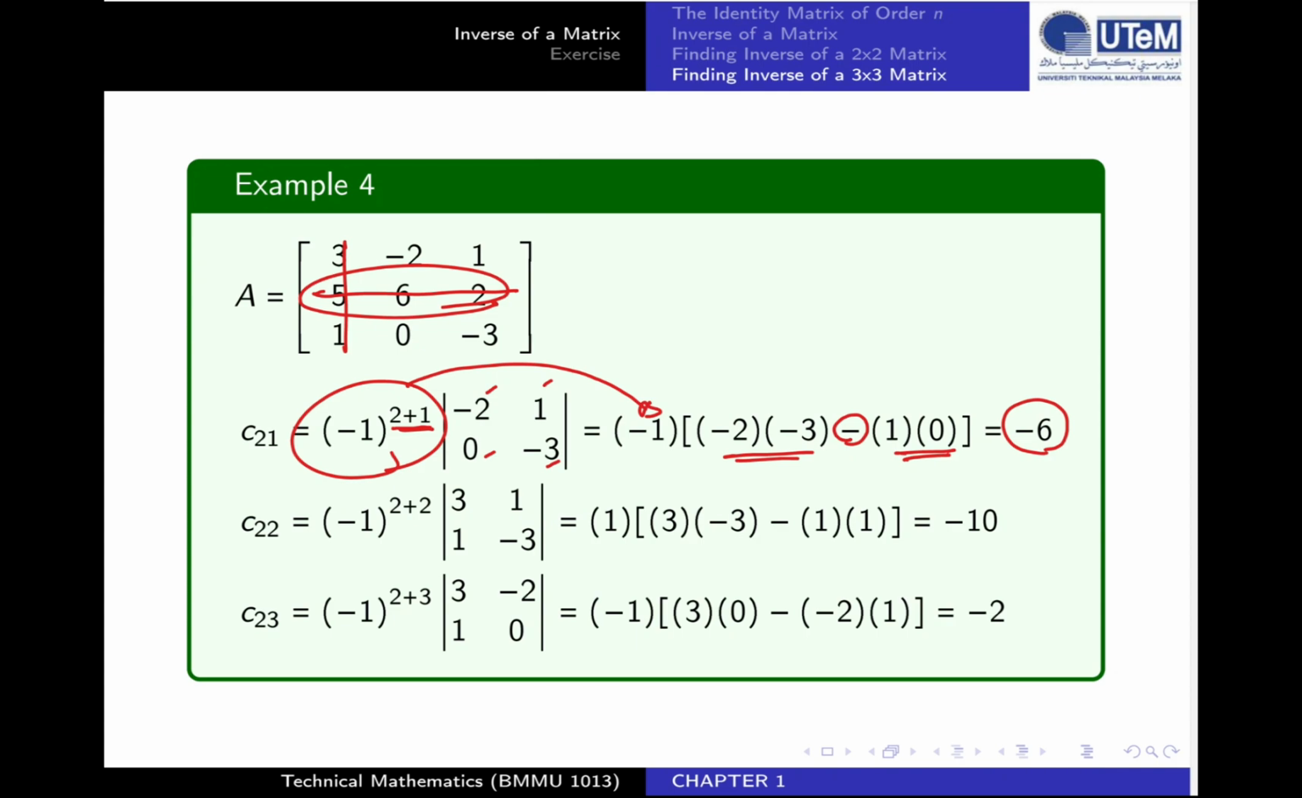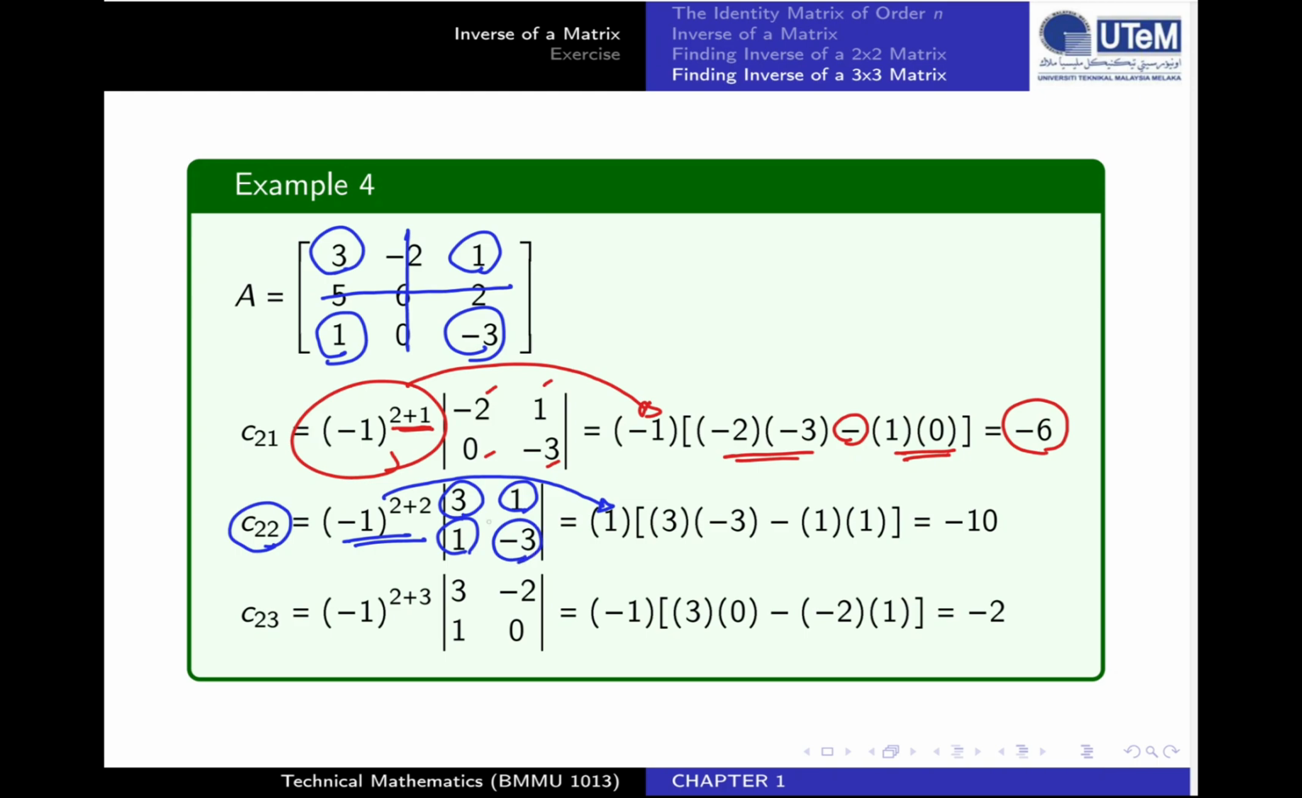Also the same thing for cofactor C22 here, second row, second column. So negative 1 to the power of 2 plus 2, we can get positive 1 because the power is an even number. The rest values are 3, 1, 1, negative 3. So we know that 3 times negative 3 minus 1 times 1. Therefore we can get negative 10.